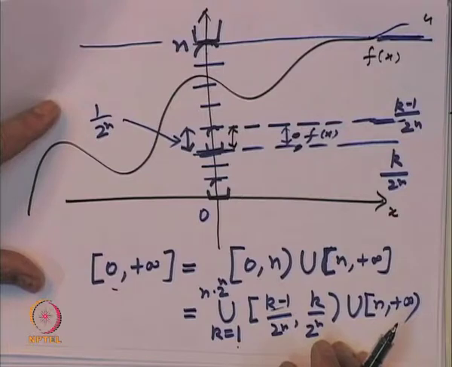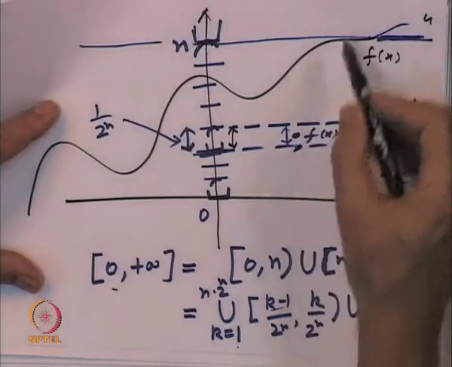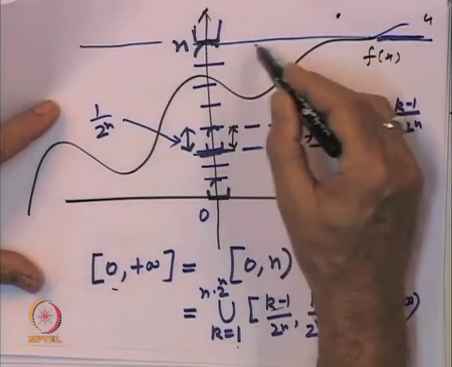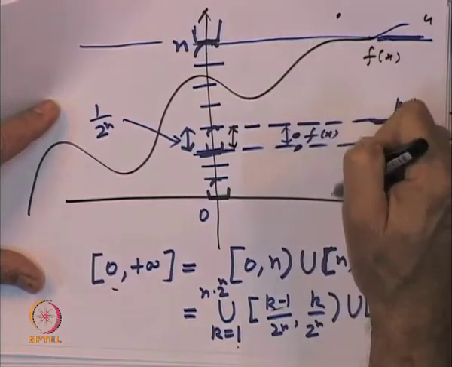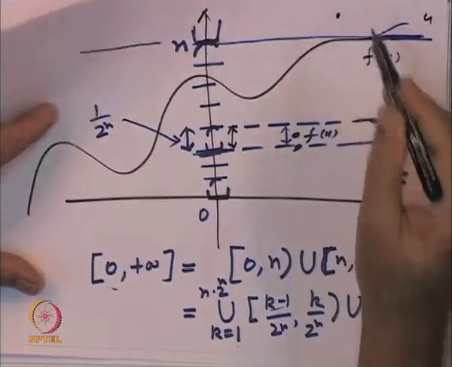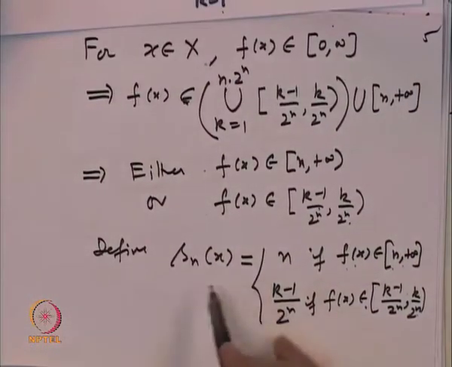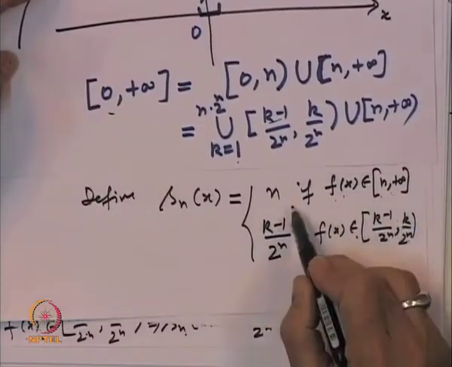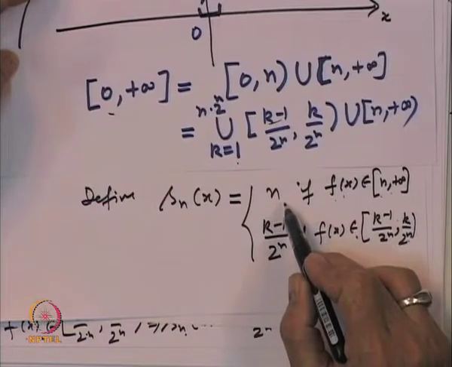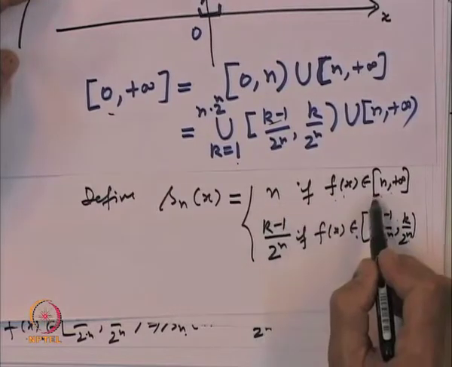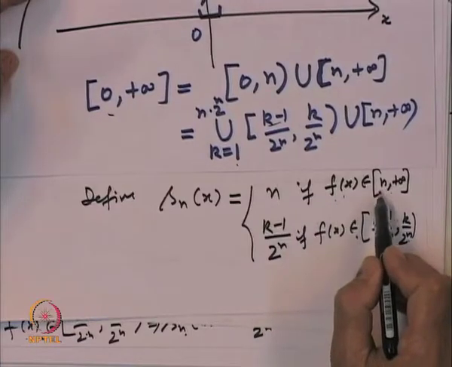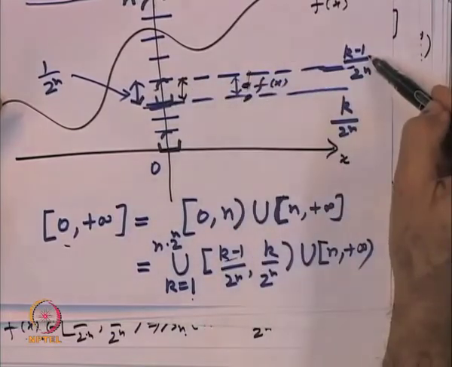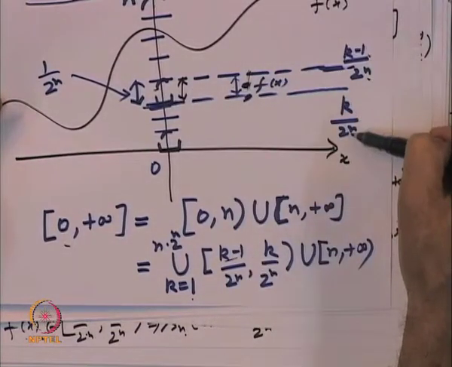Now, given a point x, given an n, f(x) either will be beyond n, or it will be between 0 and n. If it is beyond, then we define S_n(x) to be equal to n. So, if the value of f(x) is bigger than n, then we define it to be equal to n, and if it is not, then it will be between the interval 0 to n. So, it will fall into one of the subintervals, say somewhere here, in some (k minus 1) by 2^n to k by 2^n.